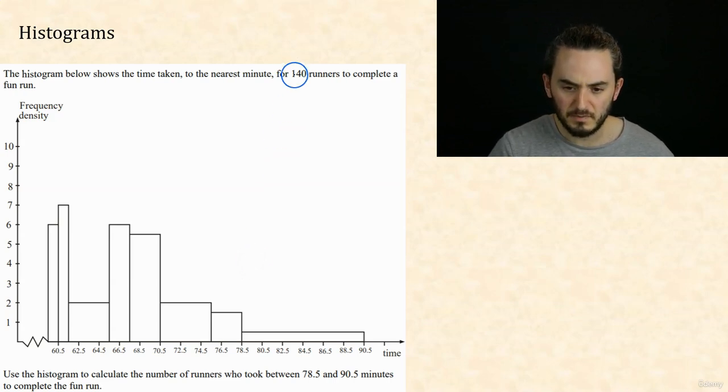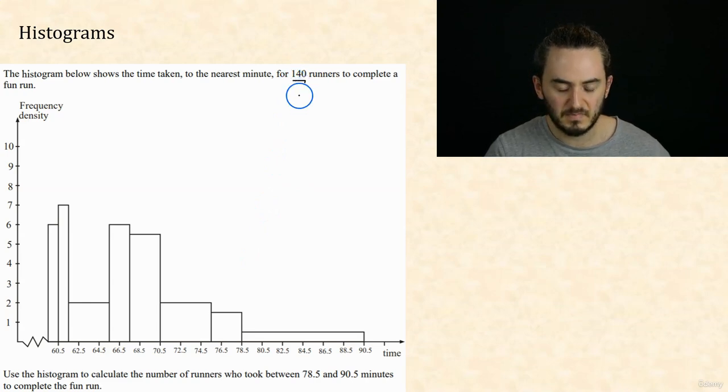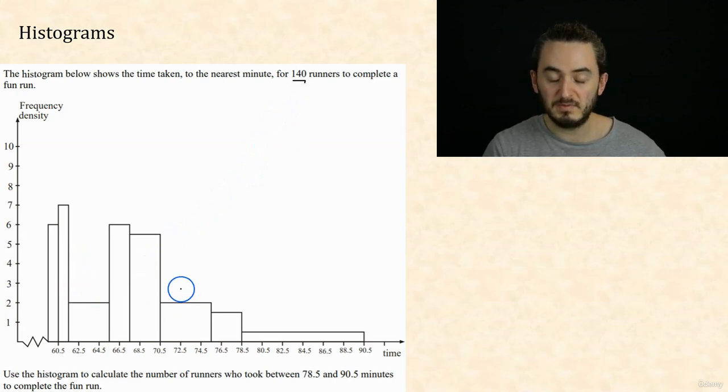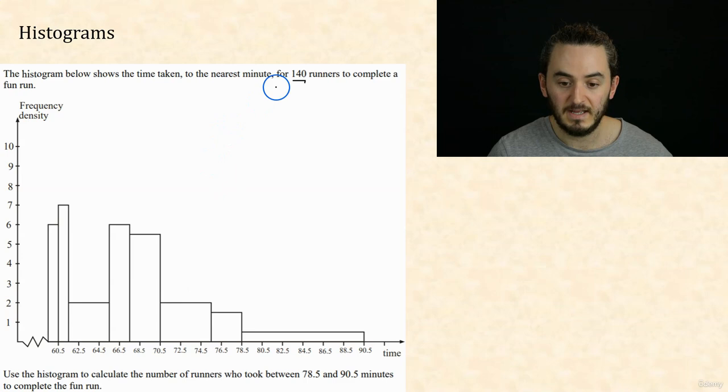So we know that 140 runners completed the race. So let's now work out what the total area is. And if we do that, we'll be able to see what the connection is between area and frequency. So we've got to work out the area for each of these bars.